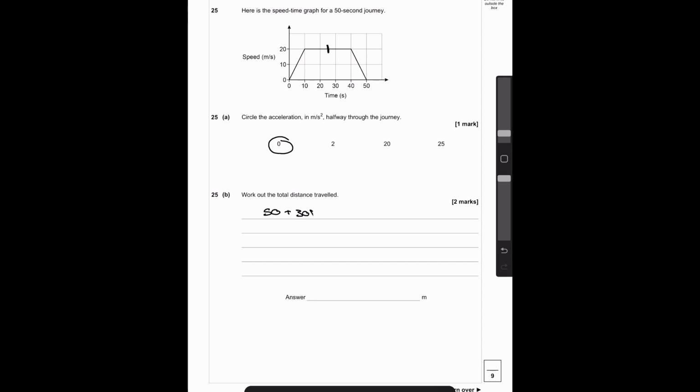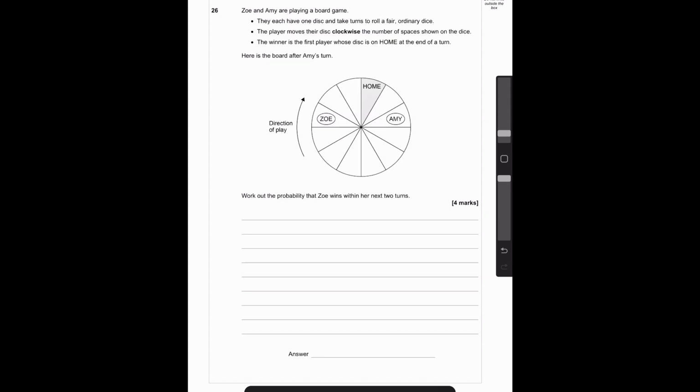The next part asks us to work out the total distance traveled. To do this, we need to work out the area under the curve. We have a trapezium. The bottom length of our trapezium is 50 and our top is 30. So 50 plus 30, multiply it by our height, which is 20, and we divide everything by 2. This gives us 80 times 20 all divided by 2, which gives us 800, so we travel 800 meters.